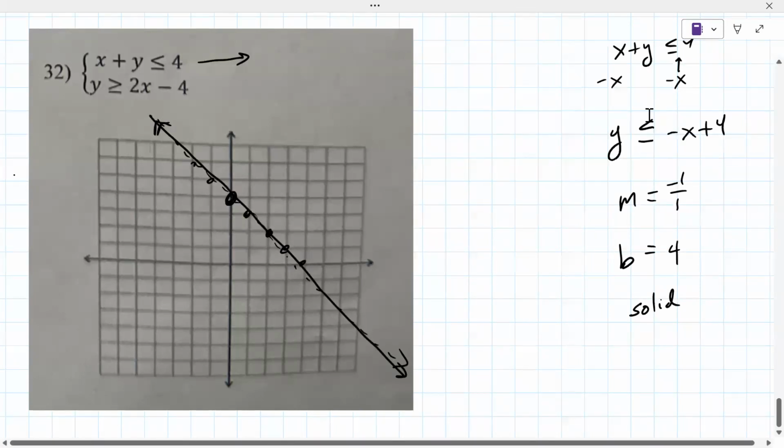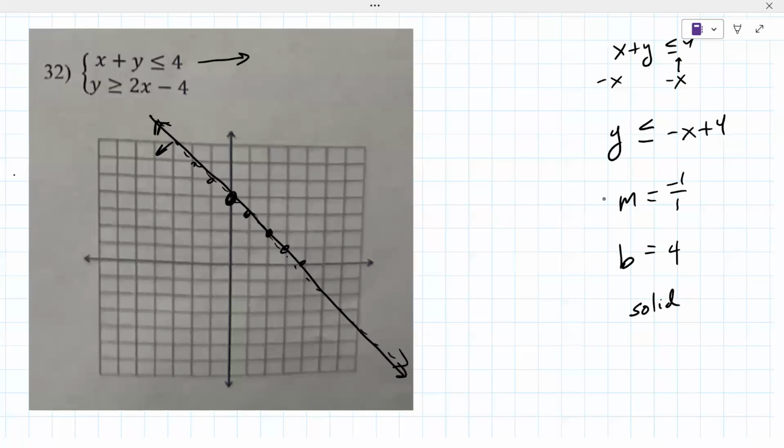Okay. Do you shade above or below this line? Above. It's less than or equal to, though, so below. Yeah, that's a below. So, left.